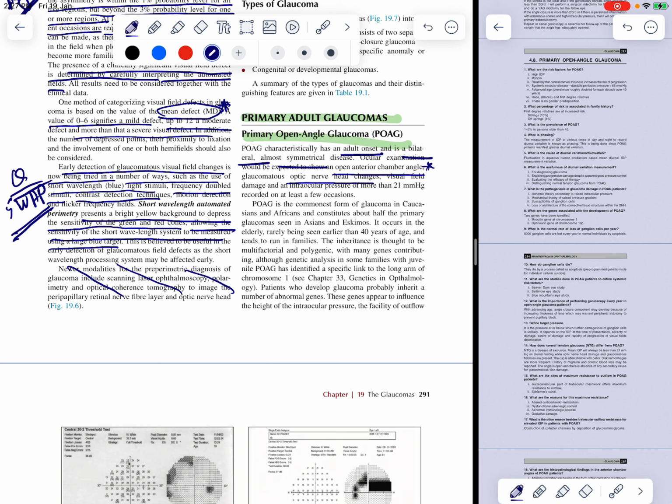Optic nerve head changes will be there. Visual field changes will be there. IOP will be more than 21, as the triad I mentioned before. Mark it up. It is the commonest form of glaucoma in Caucasians and Africans and constitutes about half the primary glaucoma seen in Asians and Eskimos.